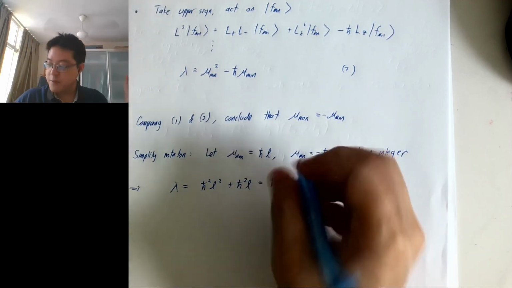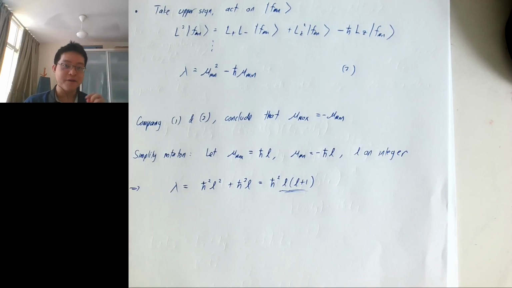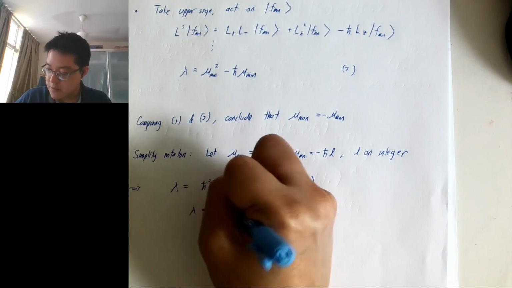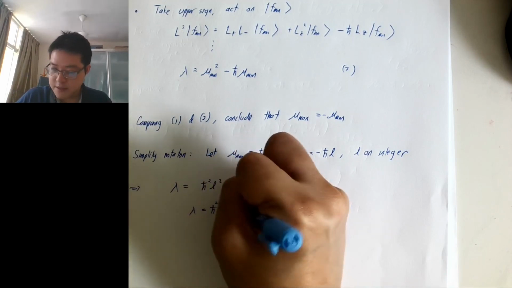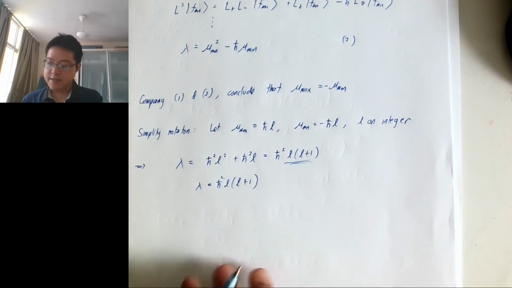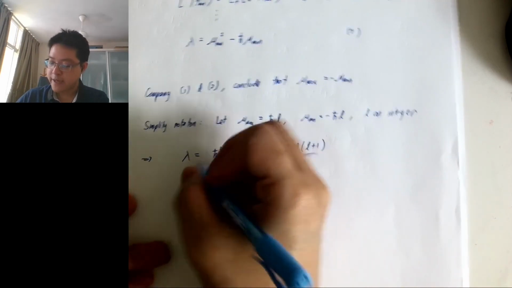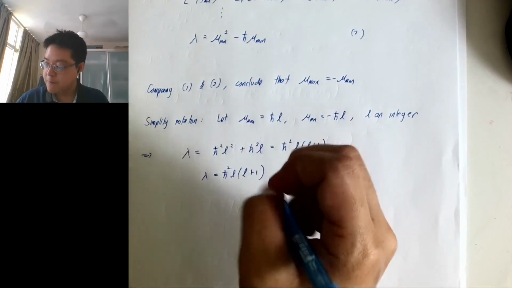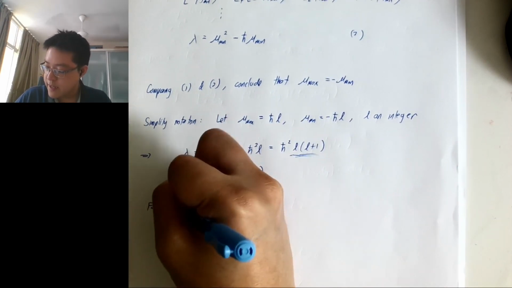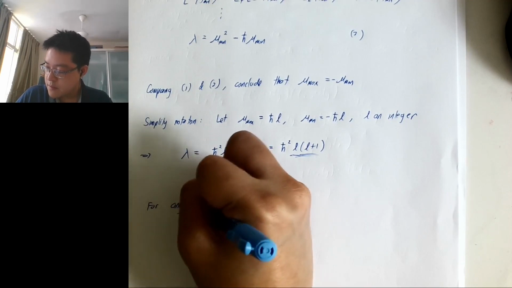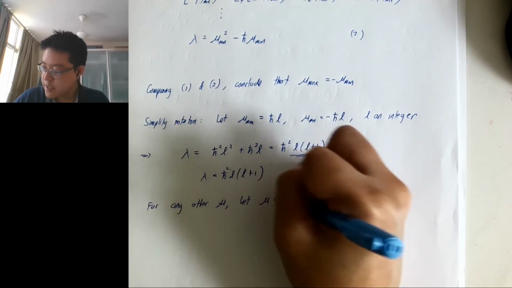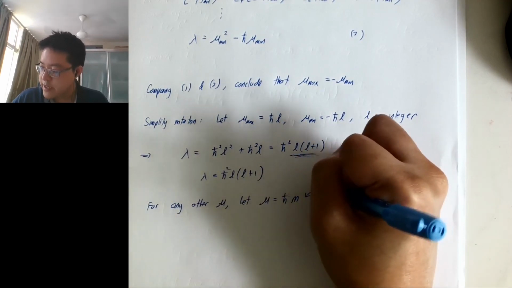So you see something familiar? This is something that we encountered before, right? This is the spherical harmonics, right? So we got lambda is equal to H bar square L plus 1. Okay, and now we can also label the eigenstates of the mu. So for any other mu, we let mu equal h bar times m, such that m is also an integer.